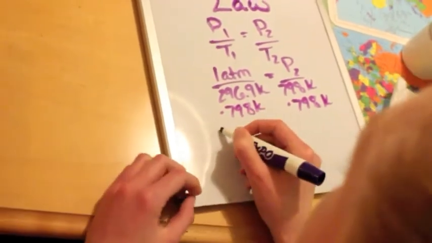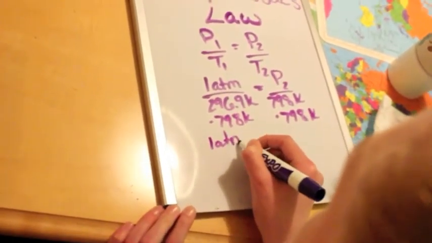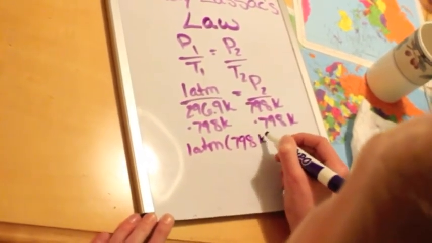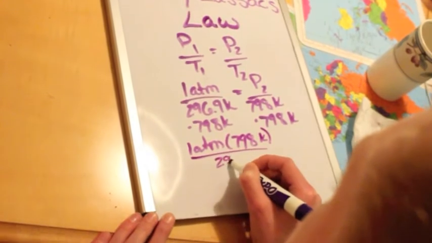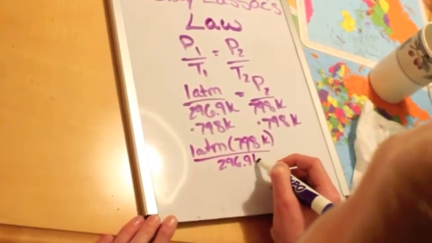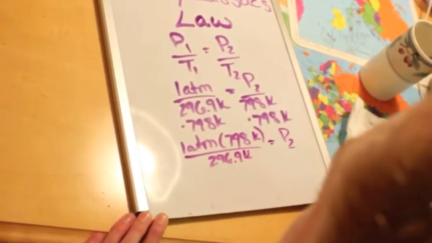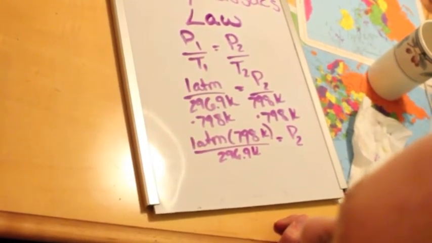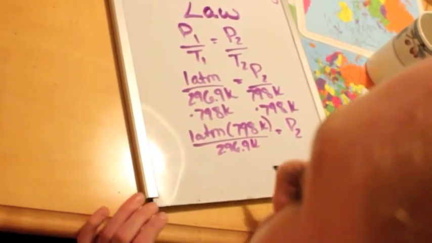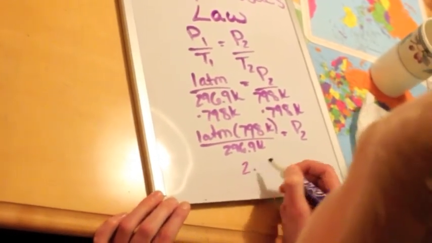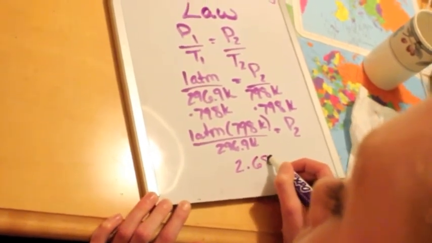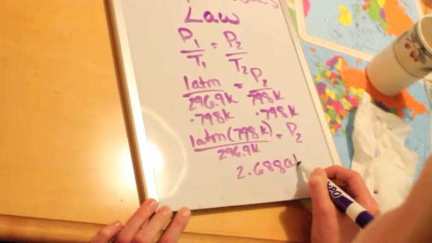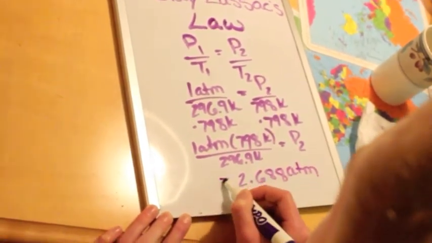So when we do that, we end up with 1 atmosphere multiplied by 798 Kelvin over 296.9 Kelvin equals our second pressure. Now when we do that, we get approximately 2.688 atmospheres. And that is our second pressure.